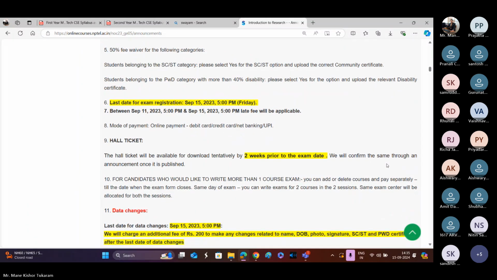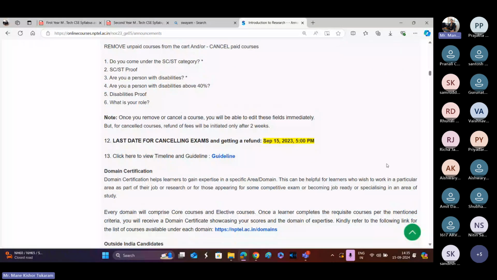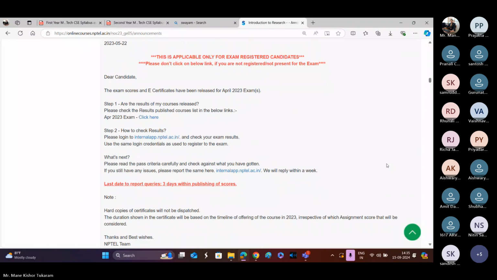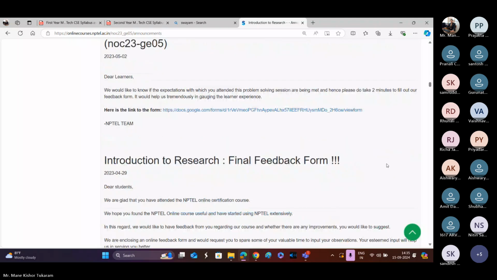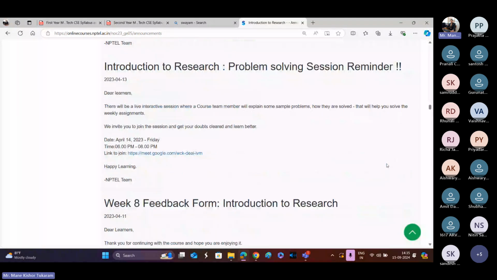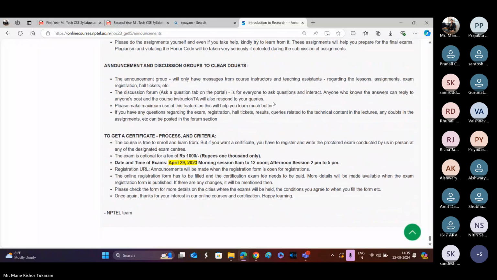Again, for SC and ST students, there is a discount in the payment amount, and for others, the fee is 1,000 or 1,100 rupees. Okay, and here we just discussed the certificate criteria for this exam. Okay.